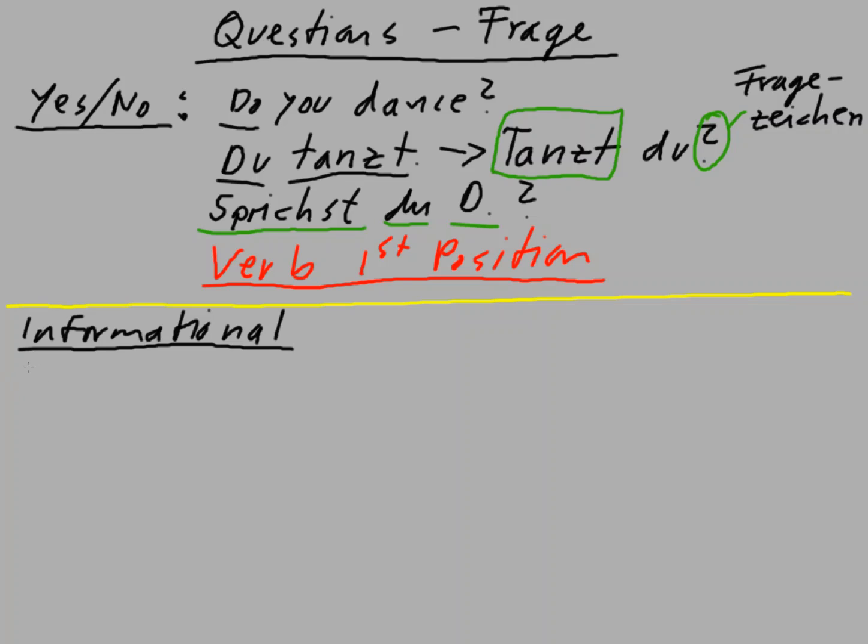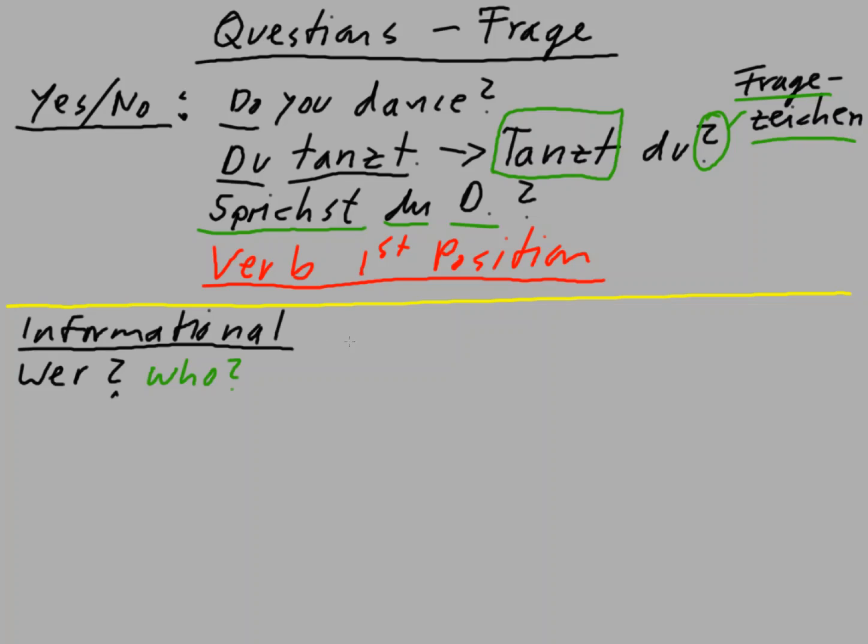We have, let's make it bigger. Wer. This in English is who. Wer ist das? Right? Okay, so we start the sentence with our question word. Okay, then we have the verb, and everything is normal. Well, except we have, of course, a Fragezeichen at the end.